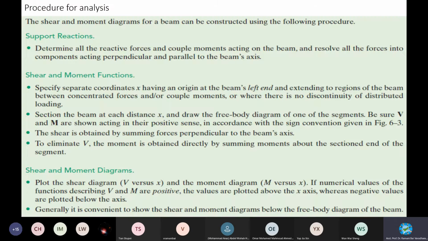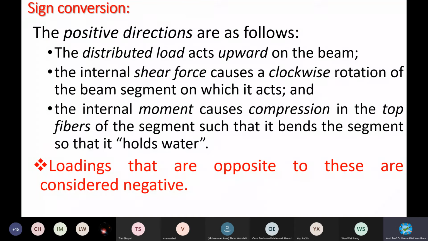Okay, you're saying hogging and sagging. Right. In this page, you have to remember the sign convention. Always we take the shear force upward as positive and downward as negative, and then hogging, sagging. This is sagging, this is hogging. Sag, it's like a saggy bag. Sag means like this, it is positive.